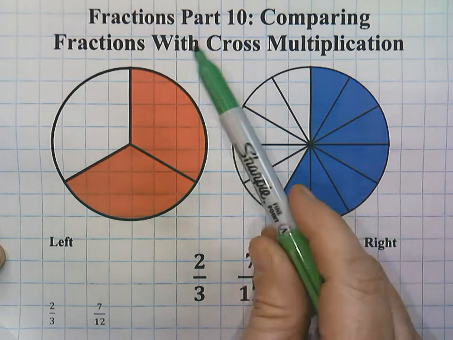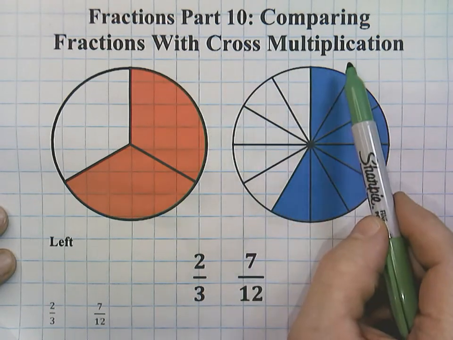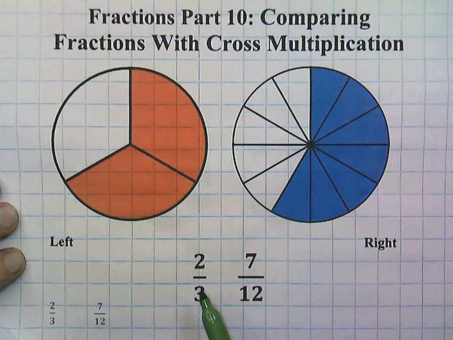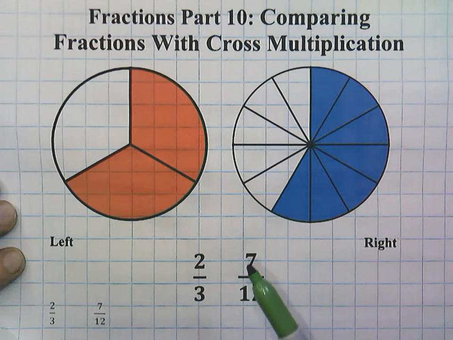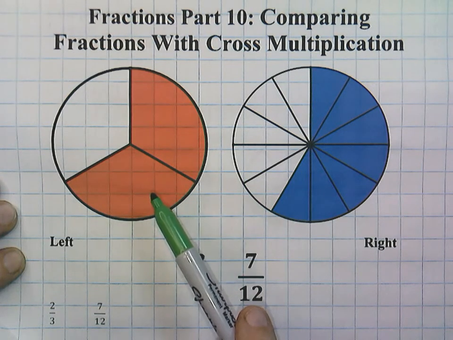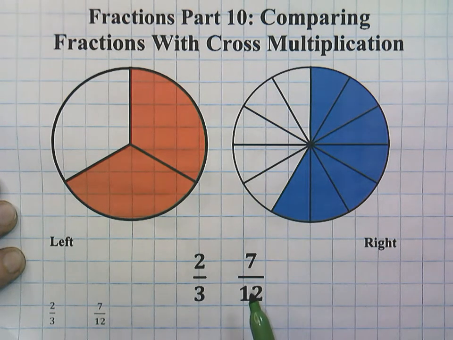Our topic for today is fractions, part 10, comparing fractions with cross multiplication. Comparing means that we're going to put two fractions side by side. Here on the left side we have 2/3, and on the right side we have 7/12. And a lot of times when you compare fractions, if you have models, you can look at them and get a sense of which one is larger and which one is smaller. But there are times when you're not sure.